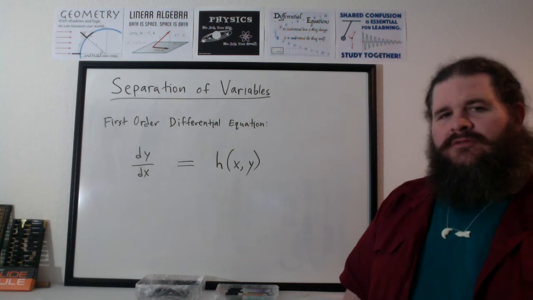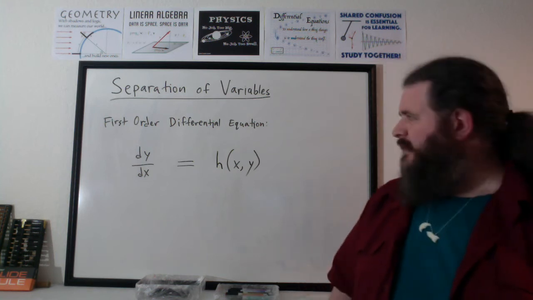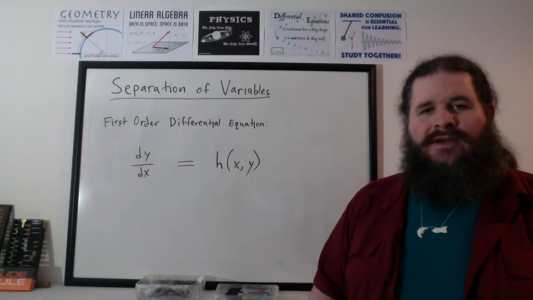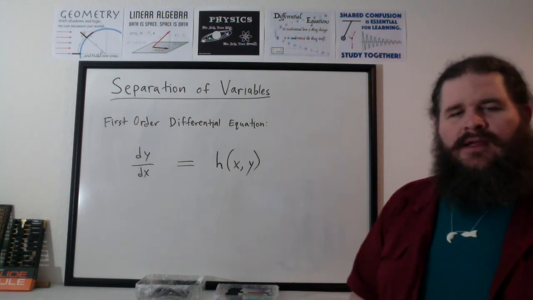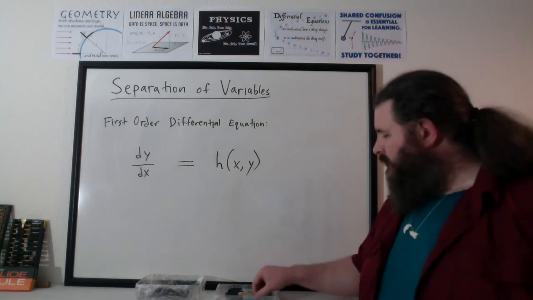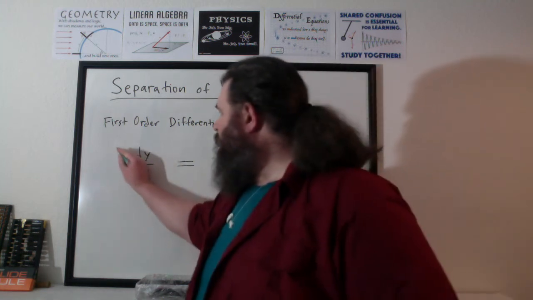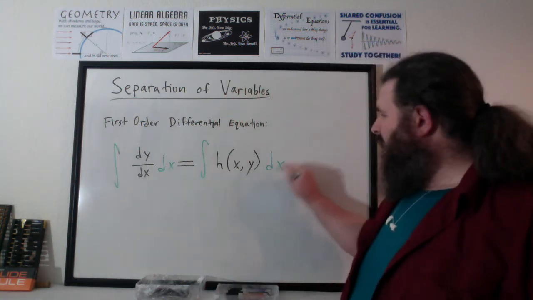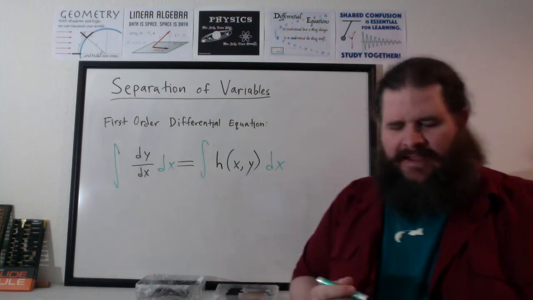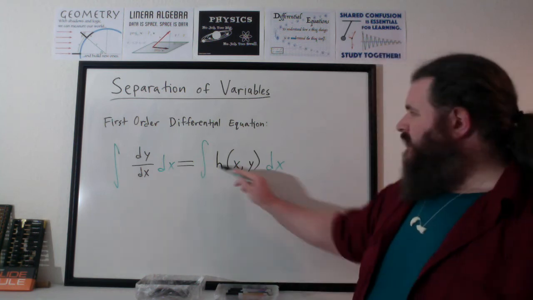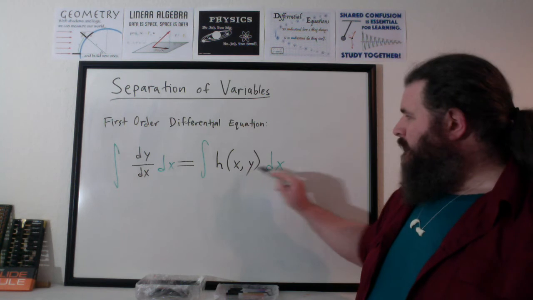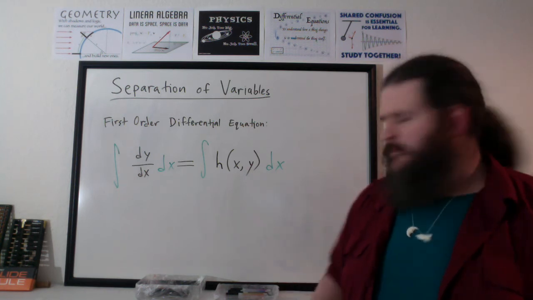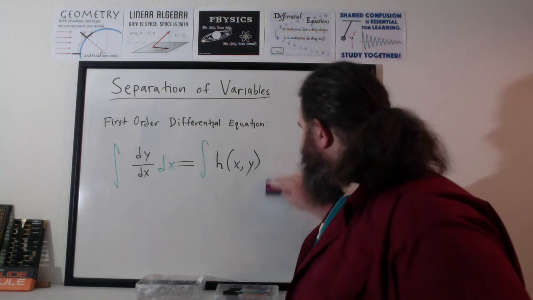In a first order differential equation, assuming it's written as dy/dx equals h of x, y, or whatever other variables you happen to be using, ideally we'd like to be able to solve this by integrating both sides with respect to x, to cancel out the derivative with respect to x. But we can't just integrate something that includes y with respect to x if y itself is a function of x that we don't know yet. So let's not do that just yet.